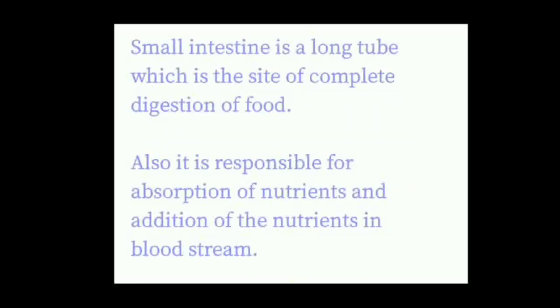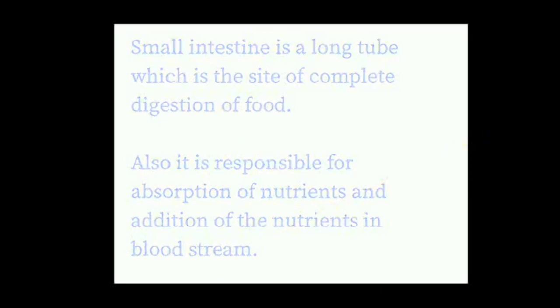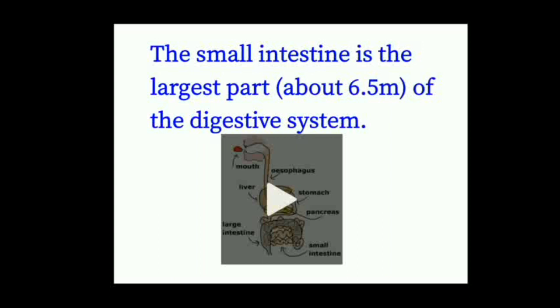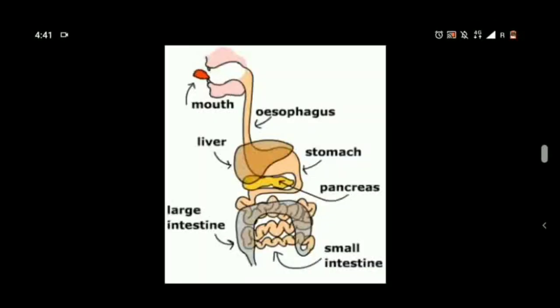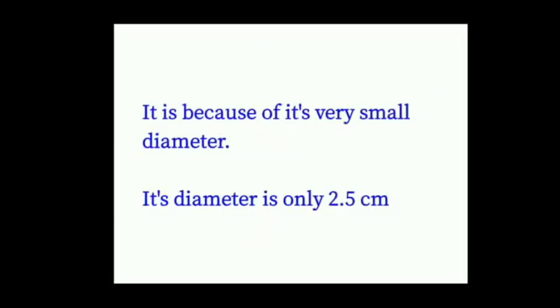Small intestine is a long tube which is the site of complete digestion of food. Also, it is responsible for absorption of nutrients and addition of nutrients into the bloodstream. The small intestine is the largest part of the digestive system. Its length is around 6.5 meters. Then why is it called small? It is because of its very small diameter. Its diameter is only 2.5 centimeters.